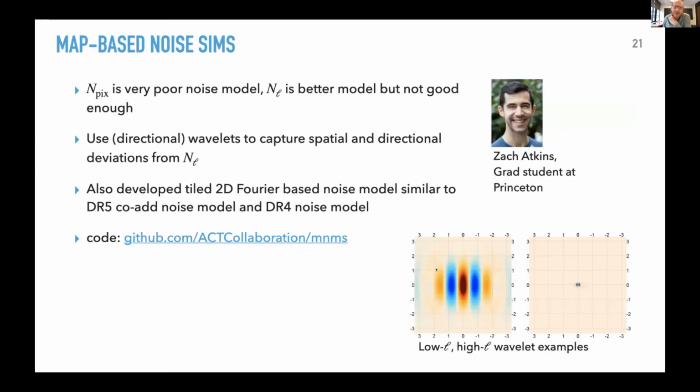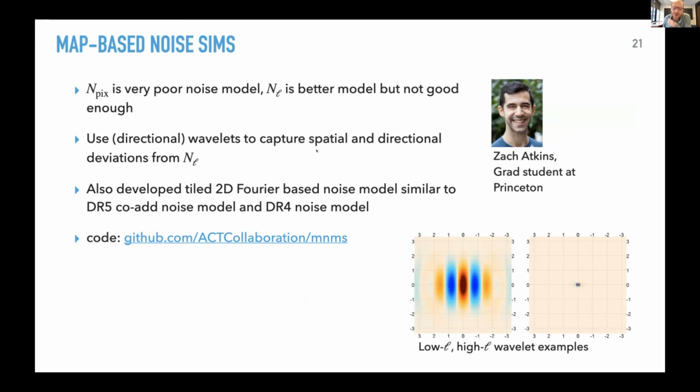The way we do this is to start from, and I can't go into details, I don't have time, but we'll start off with the assumption that the power spectrum is a good starting point, but not great.